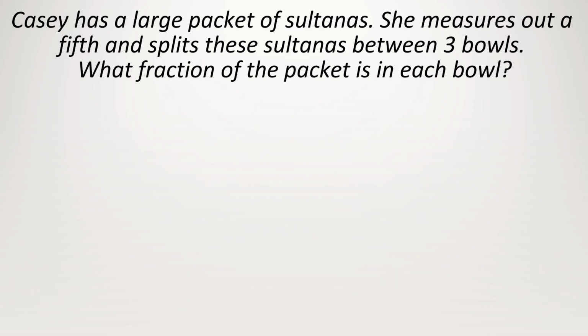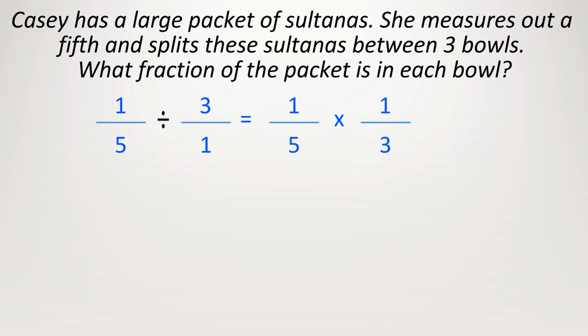Casey has a large packet of sultanas. She measures out a fifth of the packet, but then splits these sultanas equally between 3 bowls. What fraction of the large packet is in each bowl? So we take a fifth of them, but then we need to divide by 3. So what is a fifth divide 3? You may know it straight away, but a nice way to write this is a fifth divide 3 over 1 equals a fifth times a third.